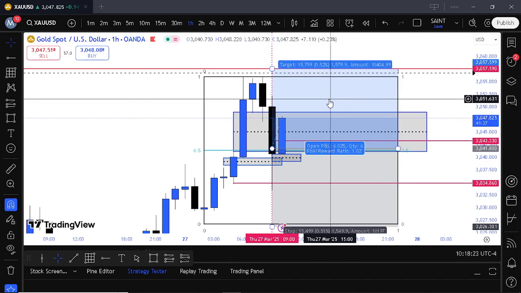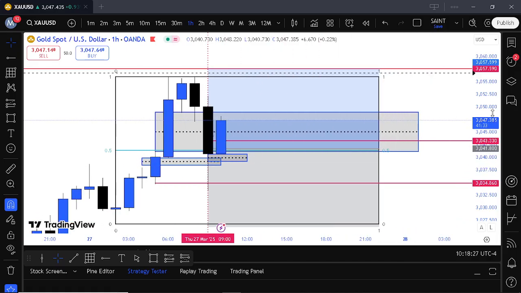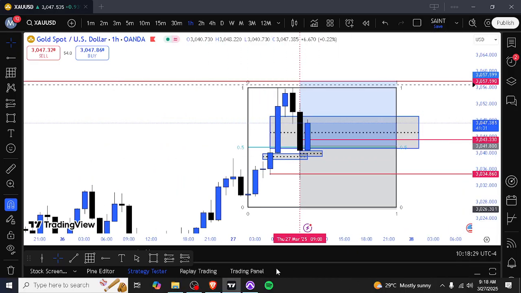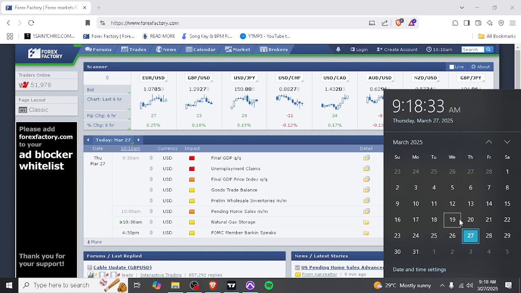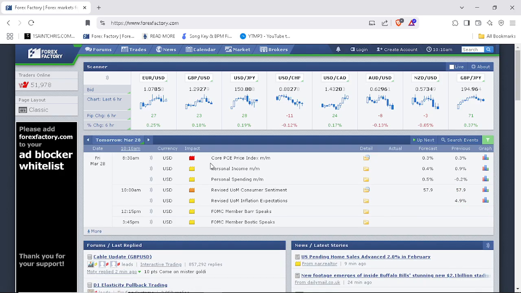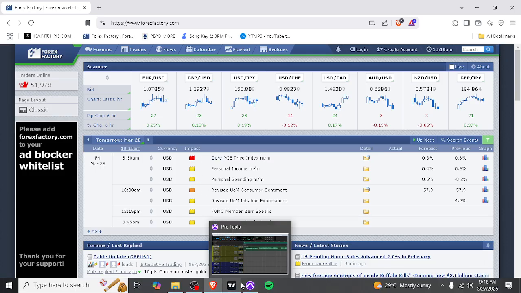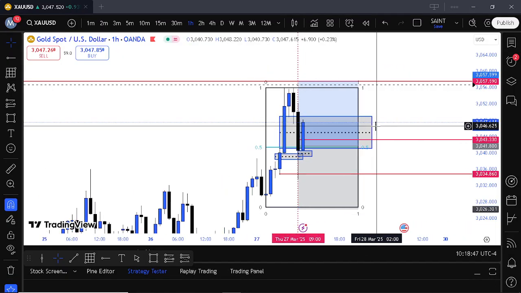So this was my trade recap for today. Kind of unfortunate, but tomorrow we still have a trade. Hopefully we can get a trade tomorrow. Tomorrow is Friday. We have PCE, but this news doesn't really affect me that much. So yeah, this is my trade recap for today, March 27, 2025.